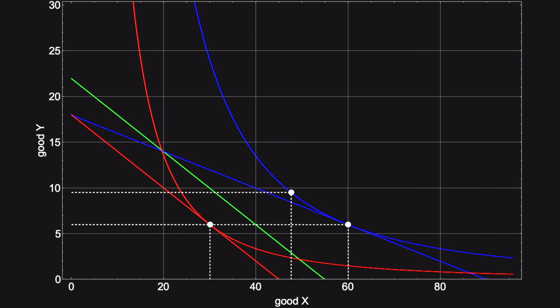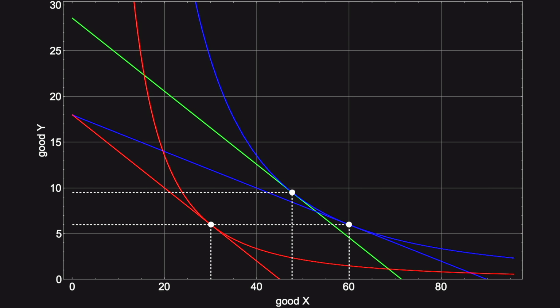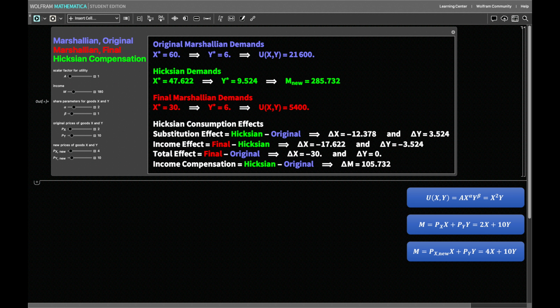Essentially, we shift out the budget line with the new price ratio such that it intersects the original maximized utility at a single point. From all of our calculations, we can now find the Hicksian consumption effects. The substitution effect is given by the Hicksian demands minus the original Marshallian demands. The income effect is given by the final Marshallian demands minus the Hicksian demands. The total effect is given by the final Marshallian demands minus the original Marshallian demands. It is also given by the sum of the substitution and income effects.